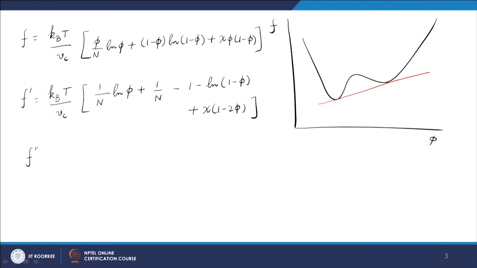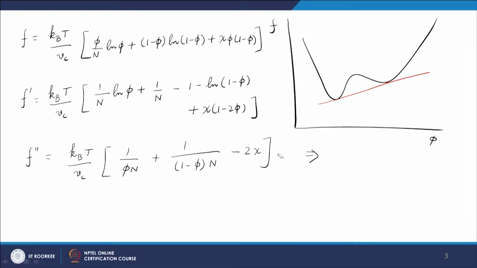For the spinodal, we are interested in the second derivative. It is 1 by phi n plus 1 by 1 minus phi minus 2 chi equal to 0 for the spinodal. So, this gives me a spinodal expression as chi s is equal to, I am sorry, there is no n there, n only appears in the first term. So, it is 1 by 2 times 1 by phi n plus 1 by 1 minus phi.